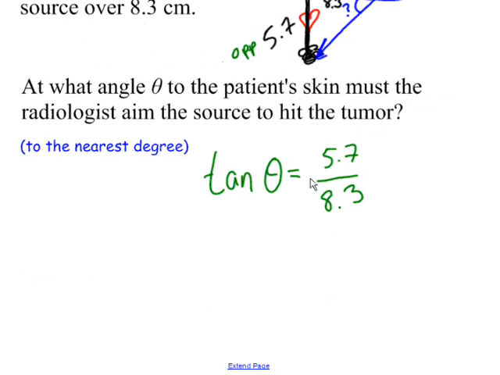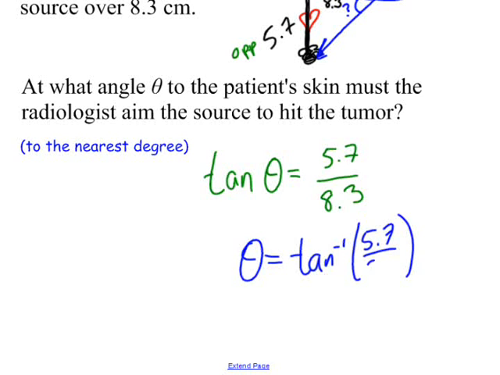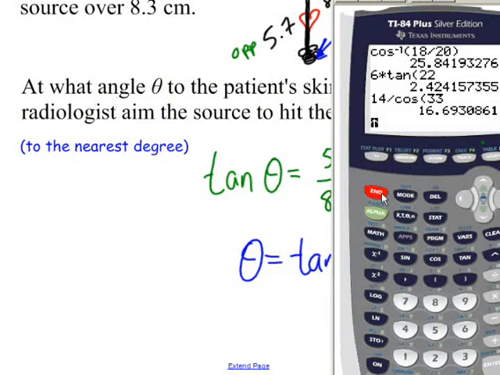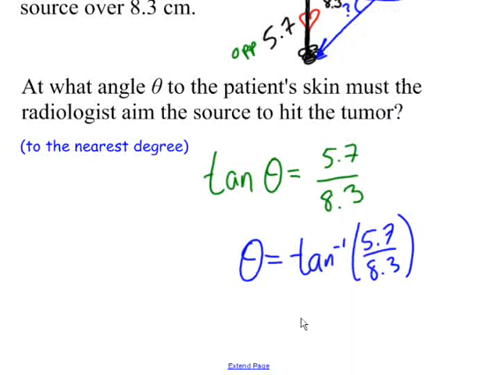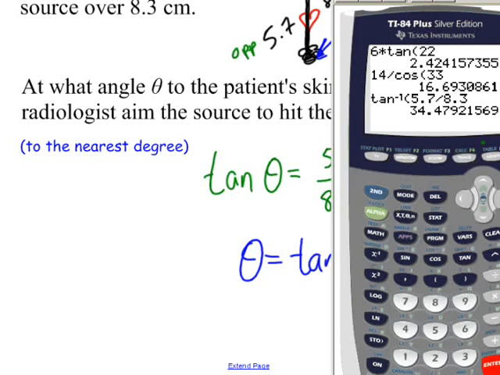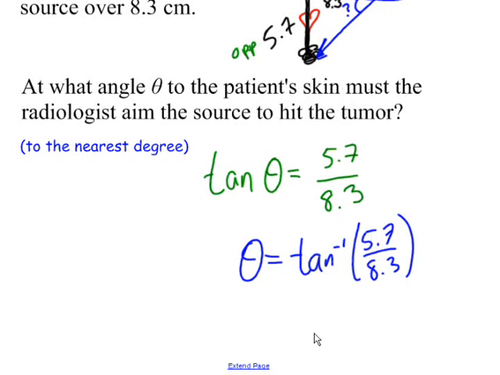And now I solve for theta by going to my calculator and typing in inverse tangent of 5.7 divided by 8.3. Hit enter, and I get 34.4, to the nearest degree. So we're just going to say 34 degrees.